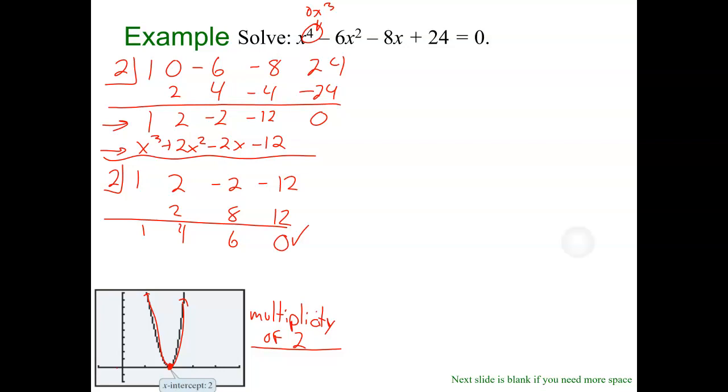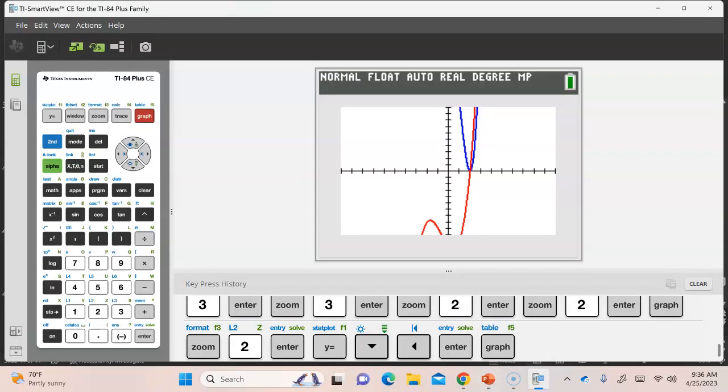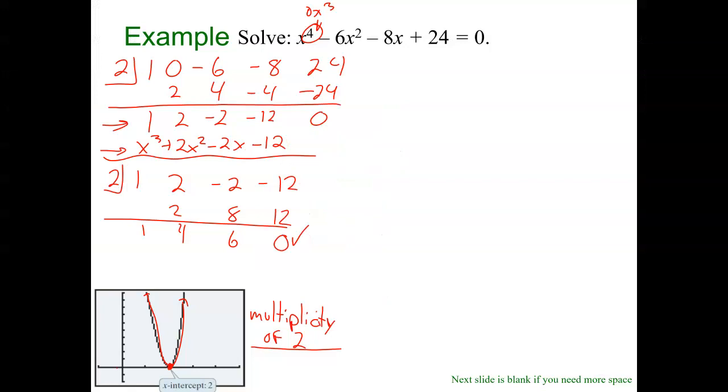But then when you look at the graph, see how when we graph the cubic function, it goes straight through. So it doesn't have that multiplicity anymore because I got rid of one of the 2's. That multiplicity is gone, which is why the graph goes straight through. Okay? So now let's look at our new quotient. What's that new quotient?